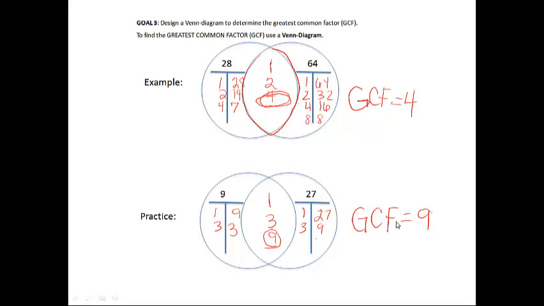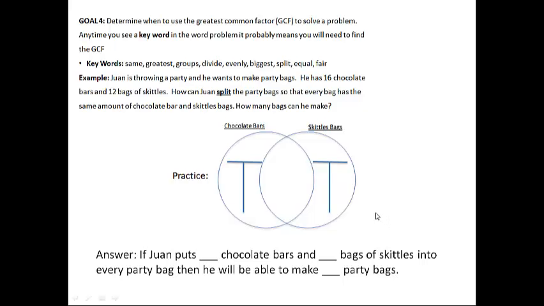Great work. Let's finish up with an example of a word problem. Wow, a lot of writing. Okay, goal 4, determine when to use the greatest common factor. Alright, so we're going to use some key words here that you would see in a word problem. The same. You want an equal amount. Okay, this is a huge one. Greatest, because it says it in the word greatest common factor. If you're trying to find the biggest amount that you can have, it's going to be the greatest common factor.